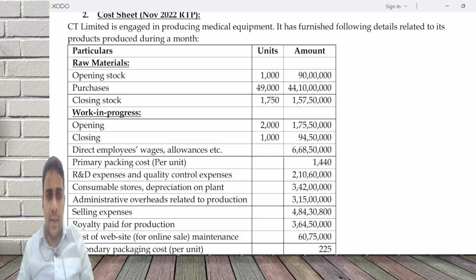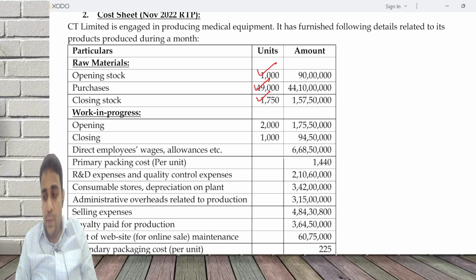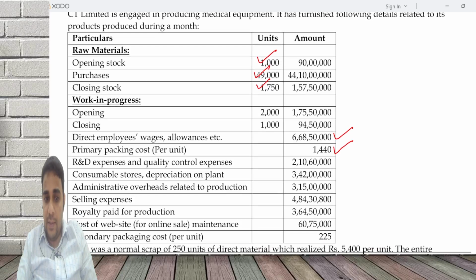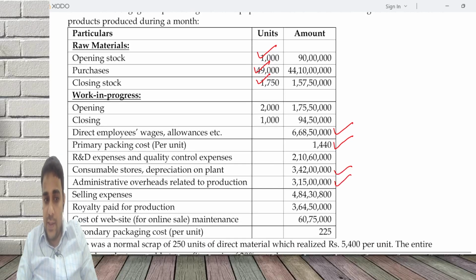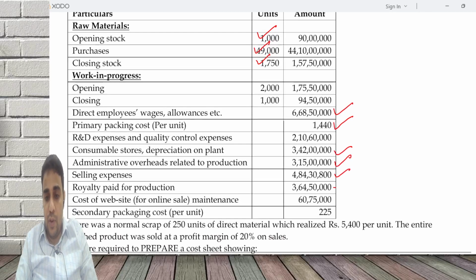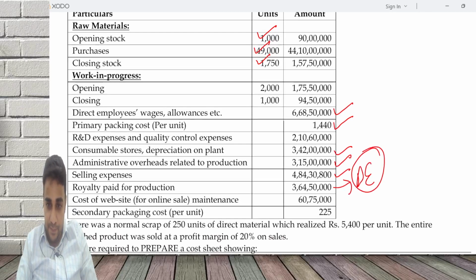Okay. CT Limited is engaged in producing medical equipment. Furnish the following data: opening stock, purchase, less closing stock, opening WIP for which units are given, and closing WIP. Direct employees' wages will go to direct labor. R&D expenses are a separate line item. Consumables is a factory overhead. Selling expenses will go to selling and distribution. Royalty paid for production will go to direct expenses. Royalty is normally taken as direct expenses.